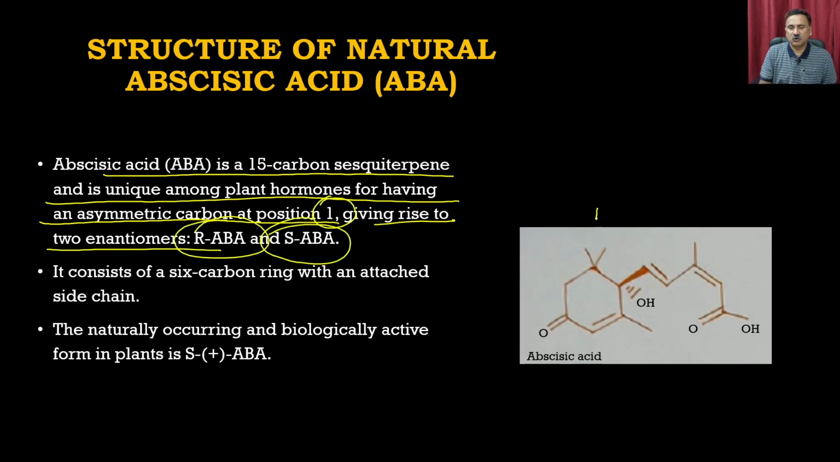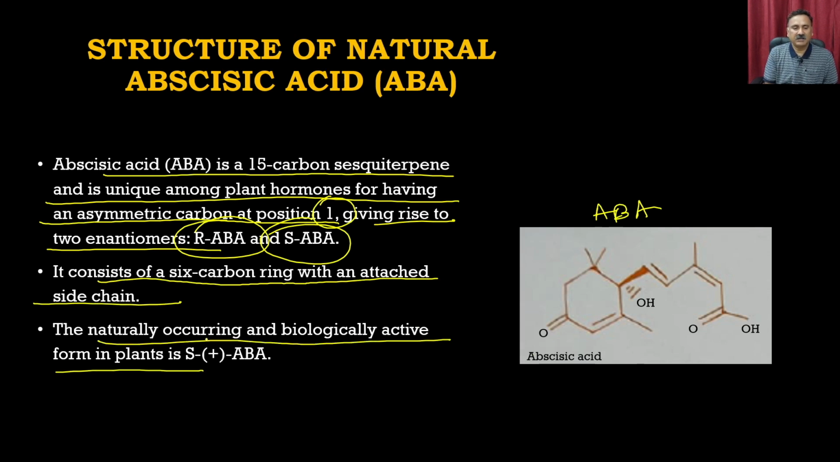So this is the structure of ABA, right? It consists of a six-carbon ring with an attached side chain, right? So this is a side chain, this is a six-member carbon ring. The naturally occurring and biologically active form in plants is the S-ABA.